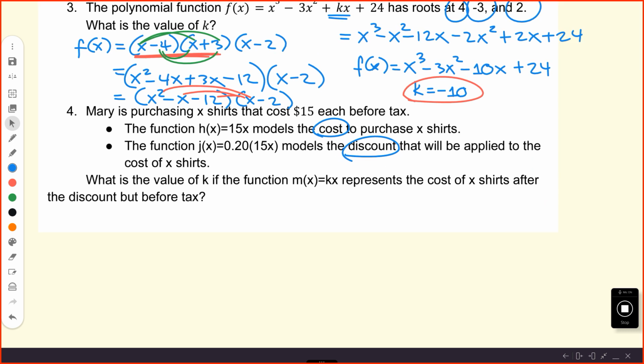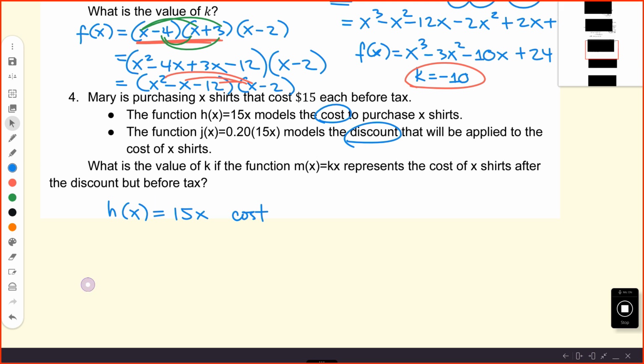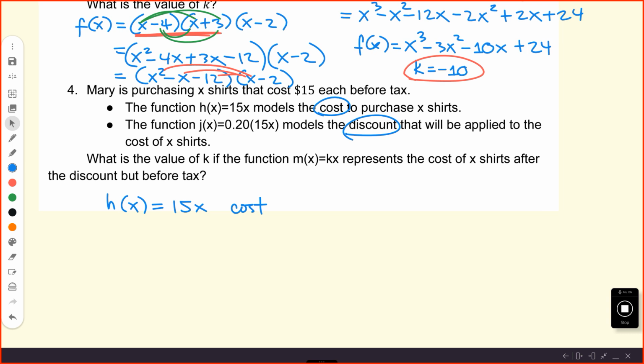Since we are just asked to model, this is the kind of question wherein we write the model of the discounted cost, meaning the cost after the discount. We know h of x is 15x. This is your cost of the x number of shirts. We don't know how many, but say 15 times x, meaning the price of each shirt is, let's say, $15. And then j of x is the discount.